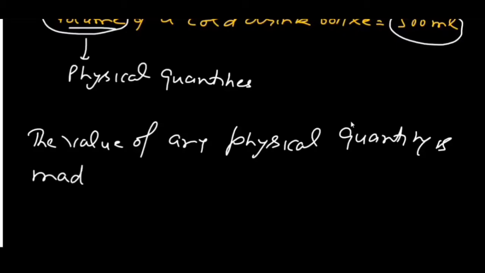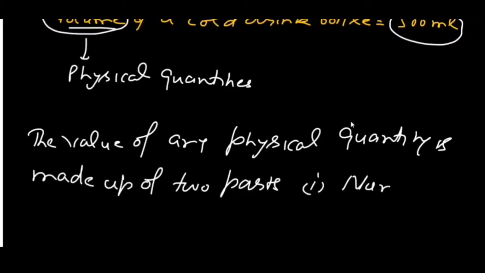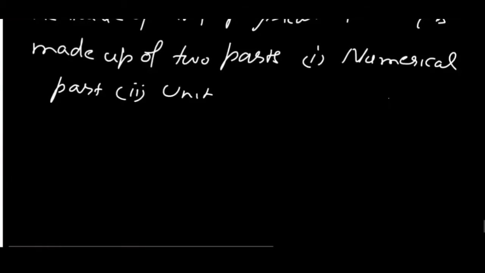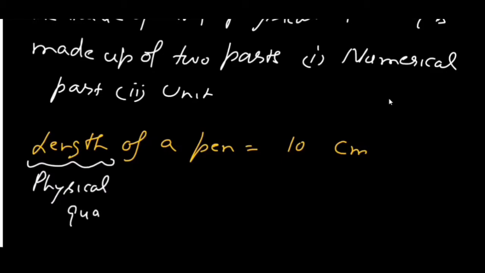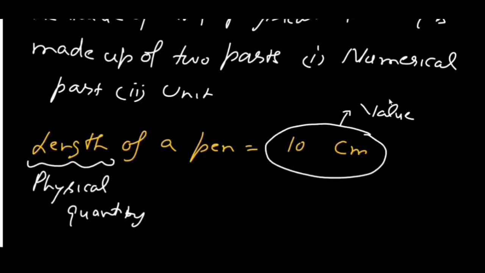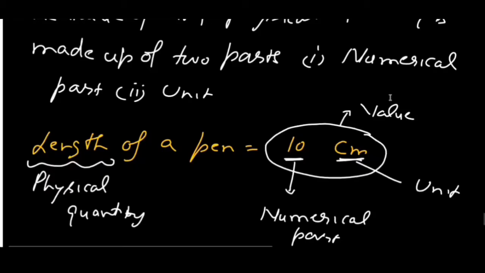is made up of two parts. The first one is the numerical part. This may be a digit or a number. And the second one is the unit. So in the above example, for example, length of a pen, 10 centimeter. So in this example, length is the physical quantity, 10 centimeter, this complete is the value of the physical quantity. 10 is the numerical part and centimeter is the unit.